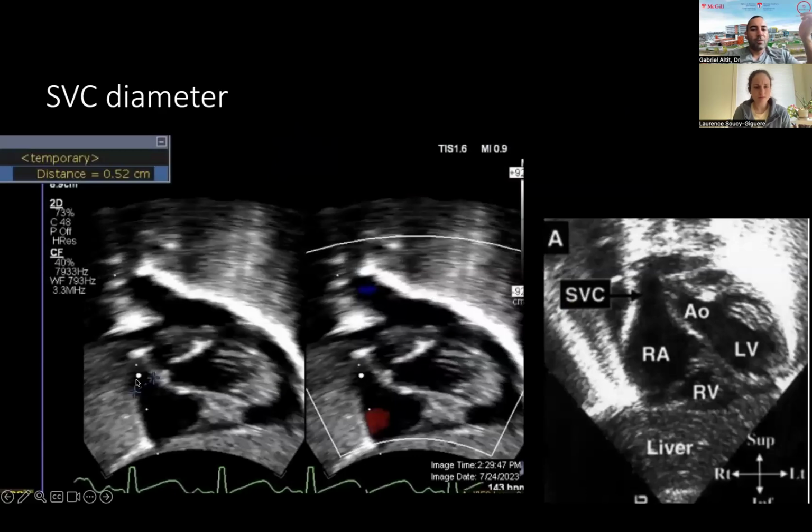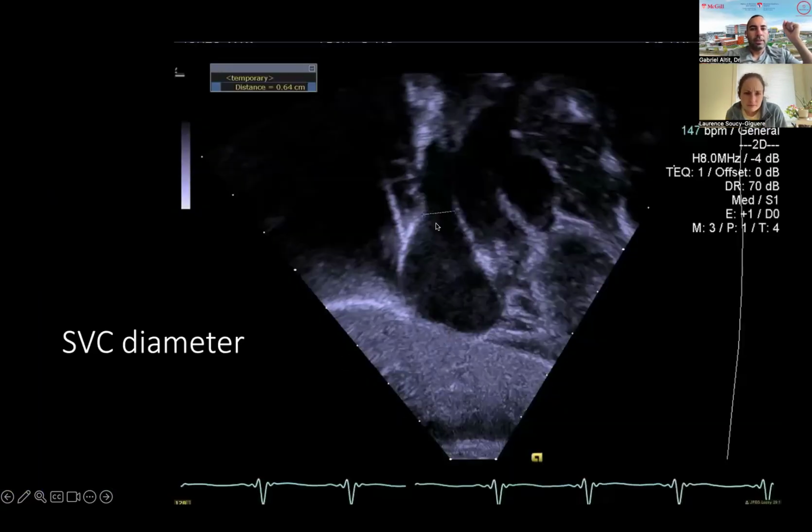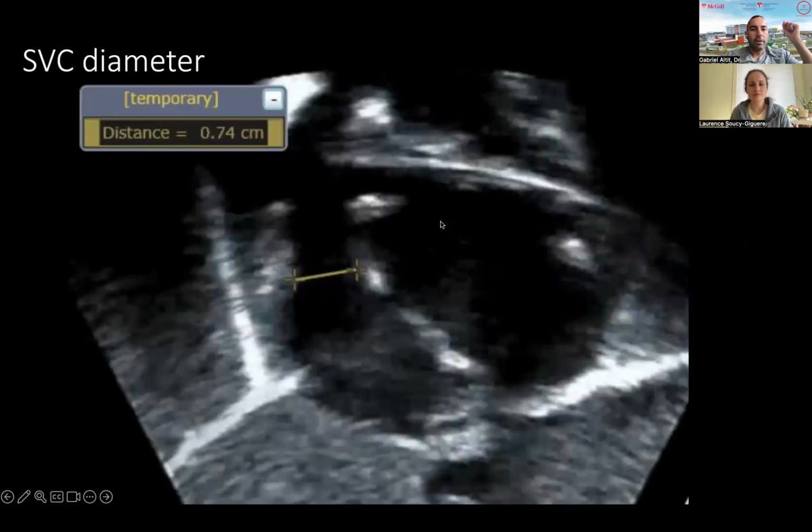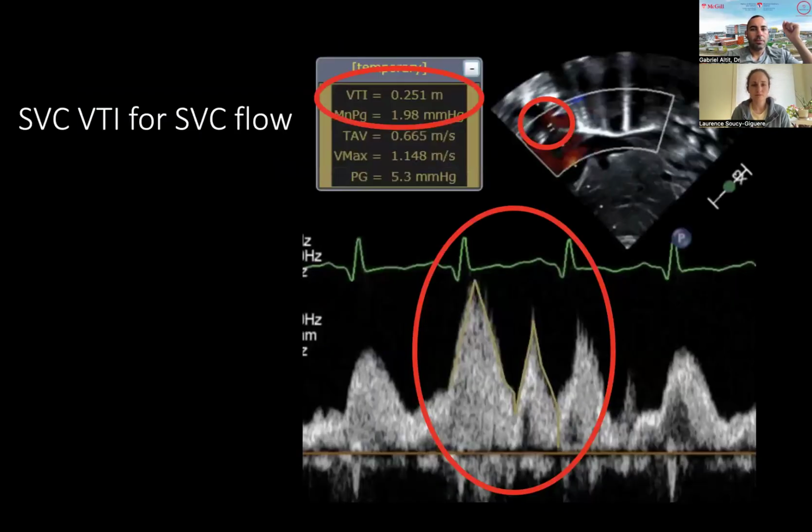This is an example of when you measure the SVC diameter. So that's an example of the SVC diameter, another example, another example. And then you can do a VTI. This is the VTI in the short axis view, actually, in your bicaval view. And I'm getting a VTI, and I get the VTI throughout one cardiac cycle.